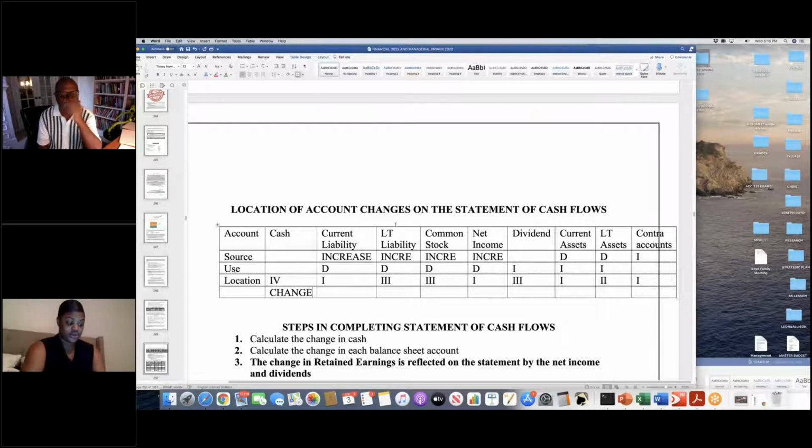A current liability is going to be in part 1 of the statement, operations. Long-term liabilities are going to be in part 3 of the statement, okay? Common stock is going to be in part 3, investments. Net income is going to be in part 1. Dividends are going to be in part 3. The current assets are going to be in part 1. The long-term assets in part 2. Contract accounts going to be in part 1.